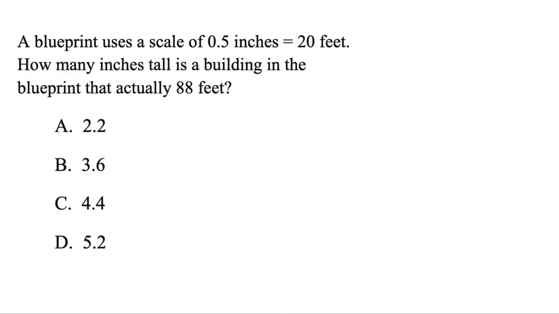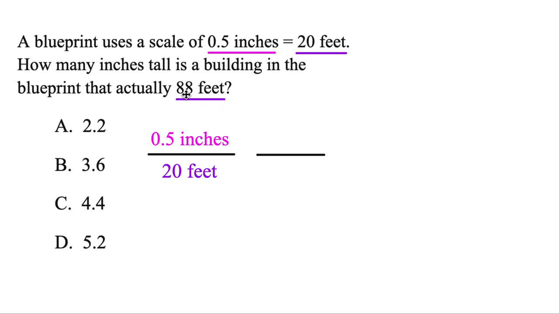A blueprint uses a scale of 1/2 inch is equal to 20 feet. How many inches tall is a building that's actually 88 feet? Whenever you're scaling things down or up, you could always set up a proportion. And the way you could start it is you could stack the two things that you're given in the beginning on the left side there. Then we want to find out where do we put 88 feet on the other side. But feet's on the bottom, so we'll put feet on the bottom there. And that's the thing we're looking for. Once you have this set up, you'll always multiply the things diagonally, and then divide by what's left over.